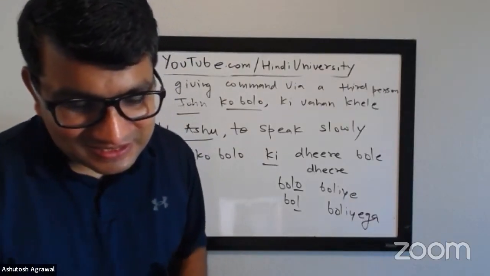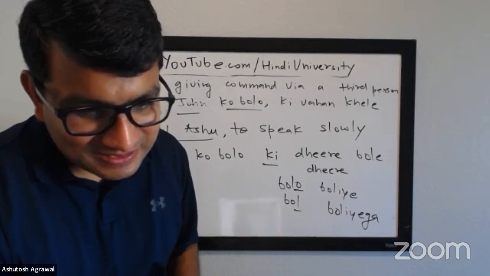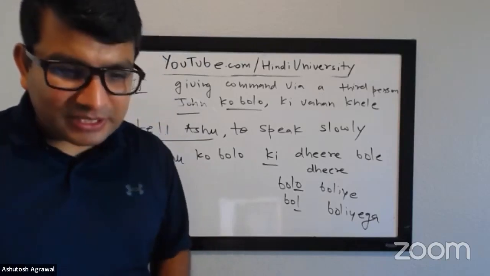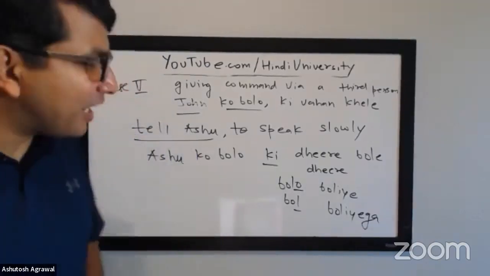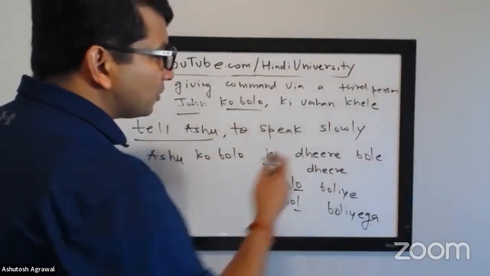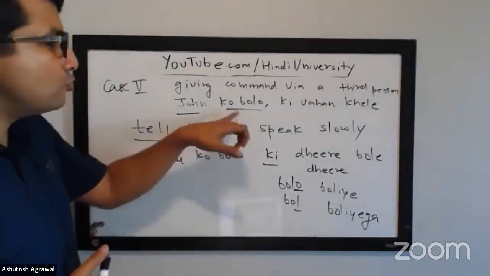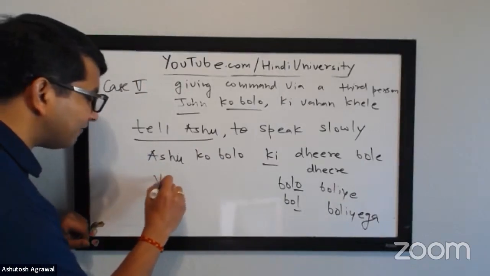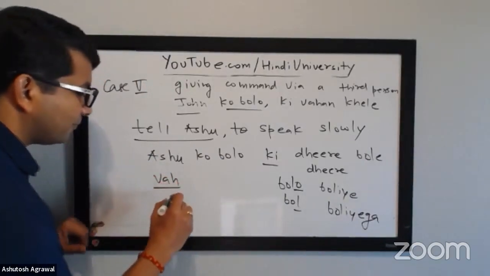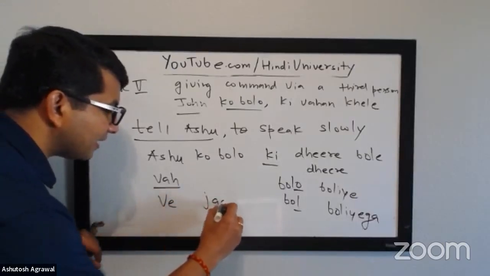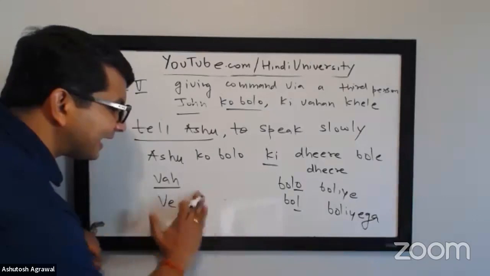I wanted to ask, in this case, will the verb always end with e? Like khele, bole? That's right. Because you say, आशु को बोलो कि वहाँ खेले, वहाँ जाए. You're giving a command, and the verb refers to वह. If you're referring to वे, then it is वहाँ जाएं. आशु को बोलो कि वहाँ खेलें.